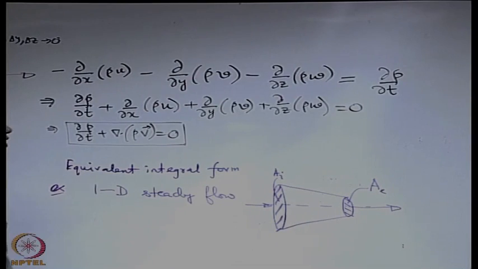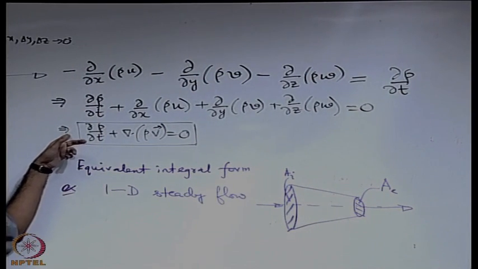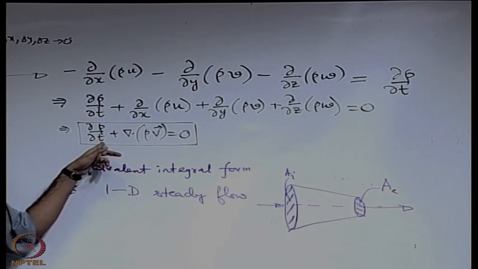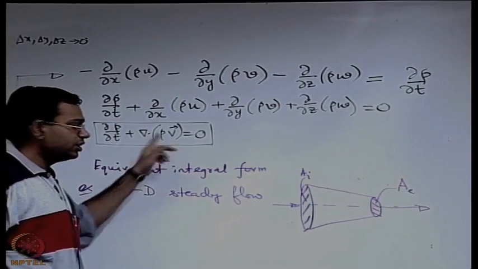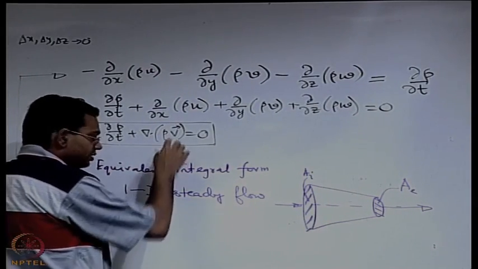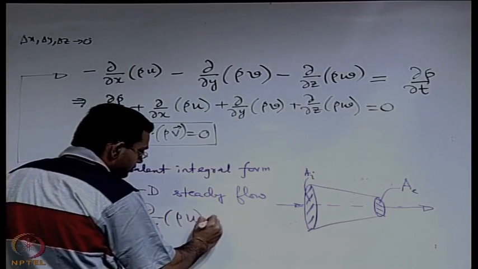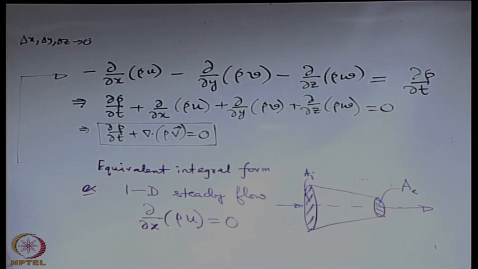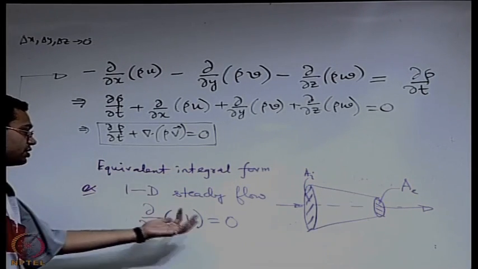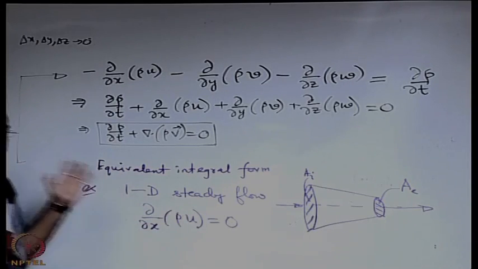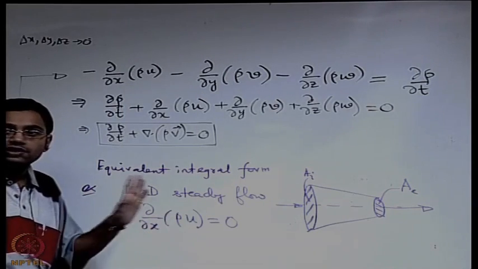So, one dimensional steady flow. How do you simplify this differential form? When you have a steady flow, the time derivative is not there. When you have one dimensional flow, it will just boil down to only the x component of velocity. But it may be compressible, or otherwise rho may be a function of position. So we are not committing ourselves to a constant rho, and we are just keeping the rho inside.